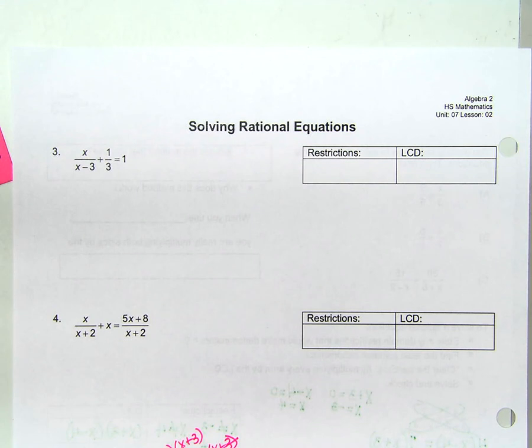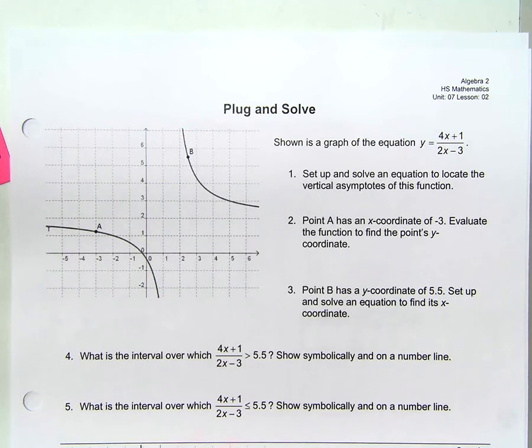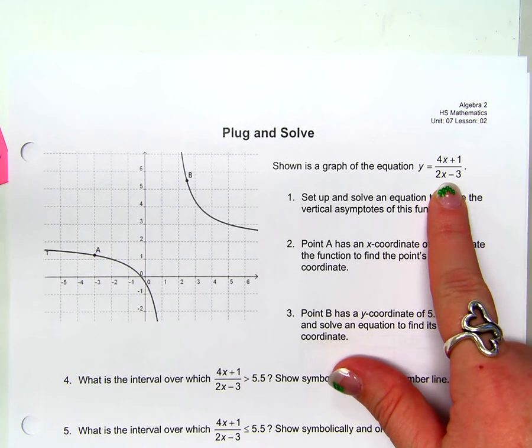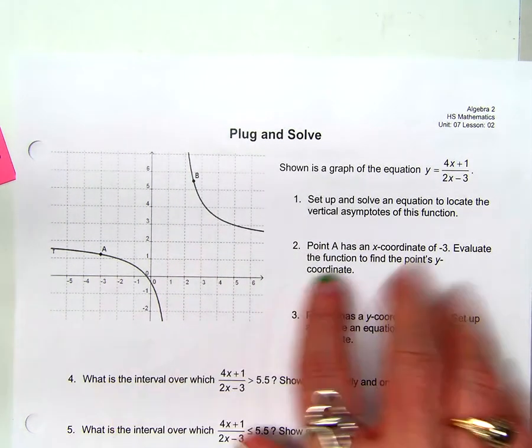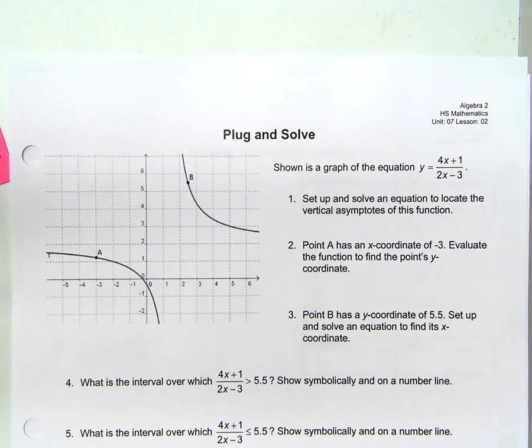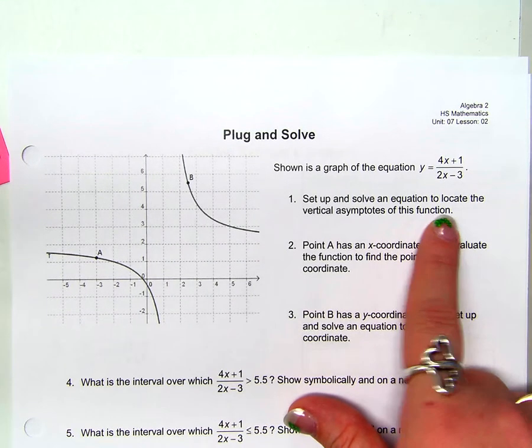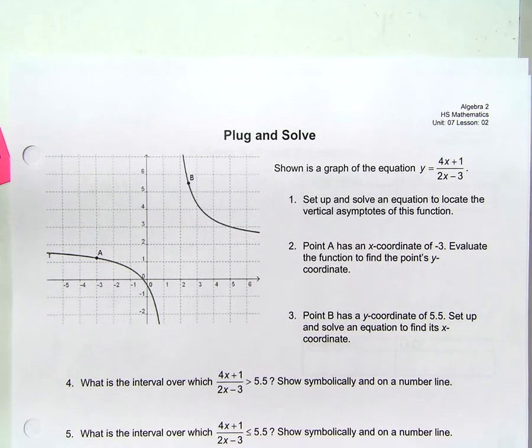Okay? We need to talk about something else, though. The worksheet's called Plug and Solve. It says, shown is a graph of this equation. That's a rational equation, isn't it? You can tell also in the graph because it looks like it has 2 parts. Set up and solve an equation to locate the vertical asymptotes of this function.